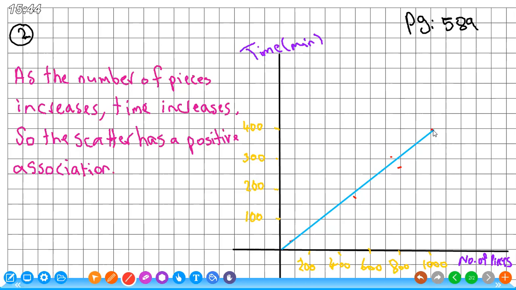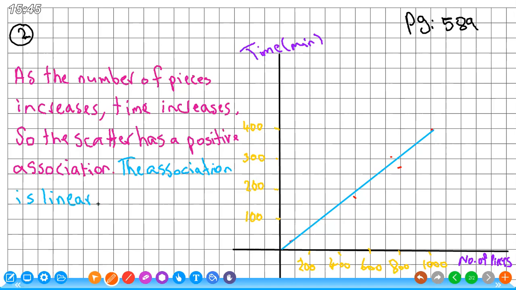So, what is the definition of linear? Using different colors to differentiate all three kinds of association. Negative or linear nonlinear association.